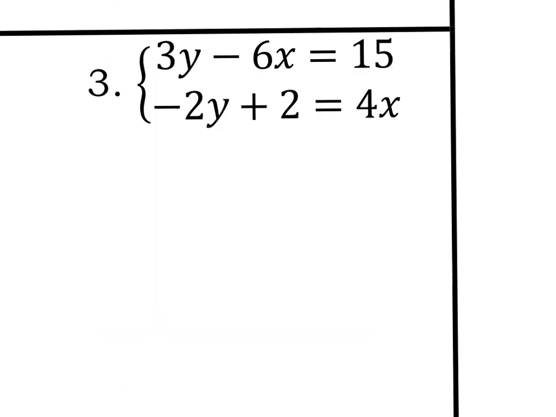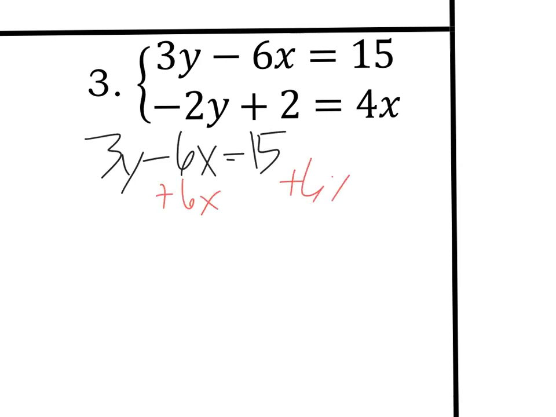Example 3, neither equation's already solved for x or y. So I'm just going to pick the top one. I see that they're all divisible by 3, 6, 15. So I'm going to solve this one for y. So I'm going to add 6x over to the other side. And again, I won't combine it with the 15. It stays separate because it doesn't have an x with it.